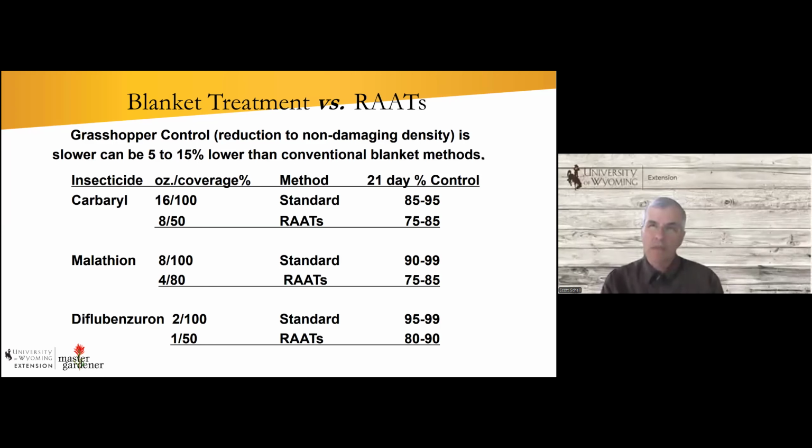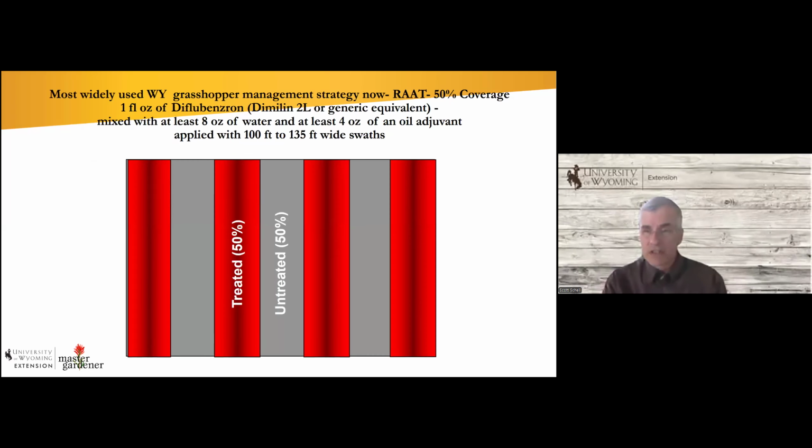Remember, you're talking about rangeland. It doesn't have an extreme value per acre, and so I tell people, yeah, you can kill them all and you can kill them all fast, but you can't afford to do it, and it's not wise to do it. So this is just a schematic.